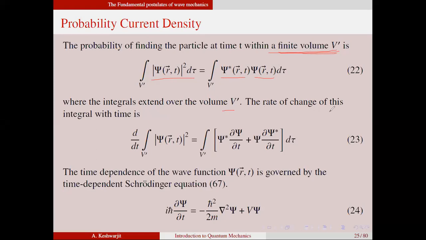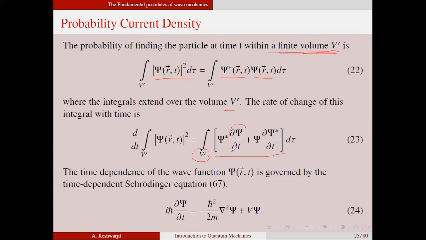Now the rate of change of this integral with time is d by dt. Now I can take this d by dt inside the integral sign. It becomes del by del t. Then I apply the product rule of differentiation, and we'll get this expression as we obtained in the last example: psi star del psi by del t plus psi del psi star by del t. This is similar to the last example, except that the volume here is a finite volume.